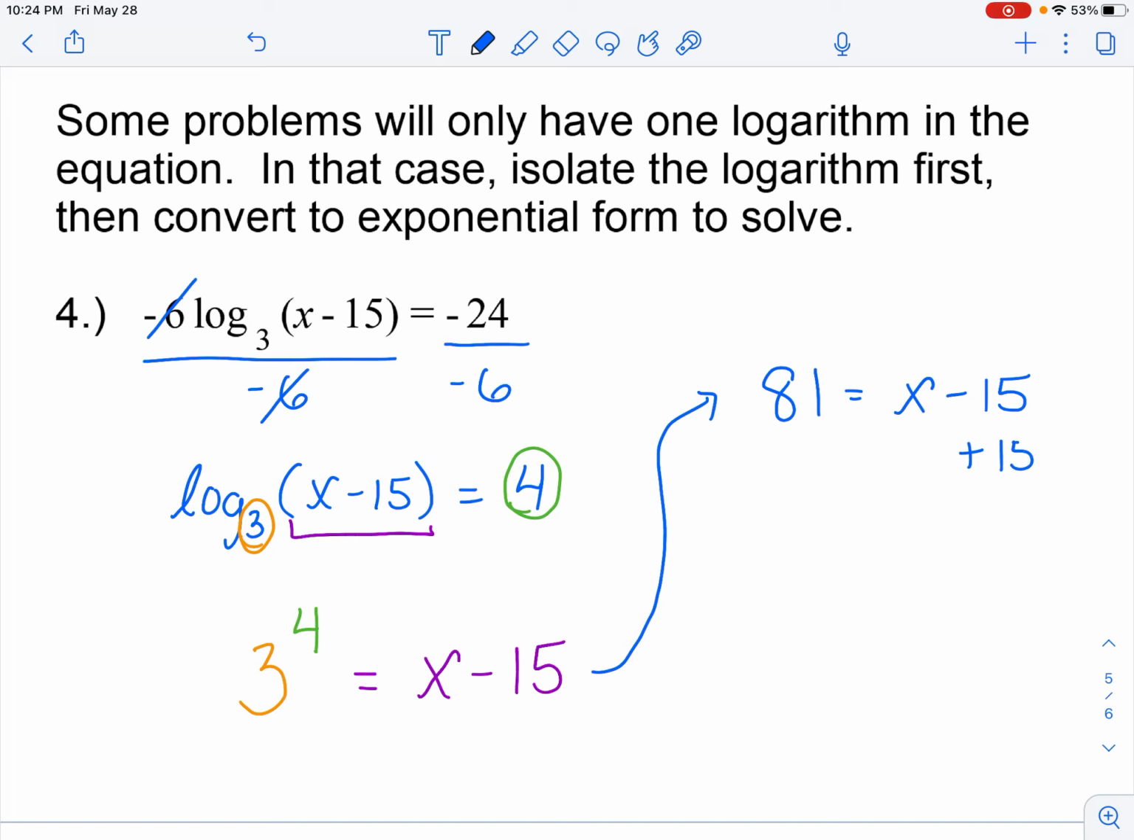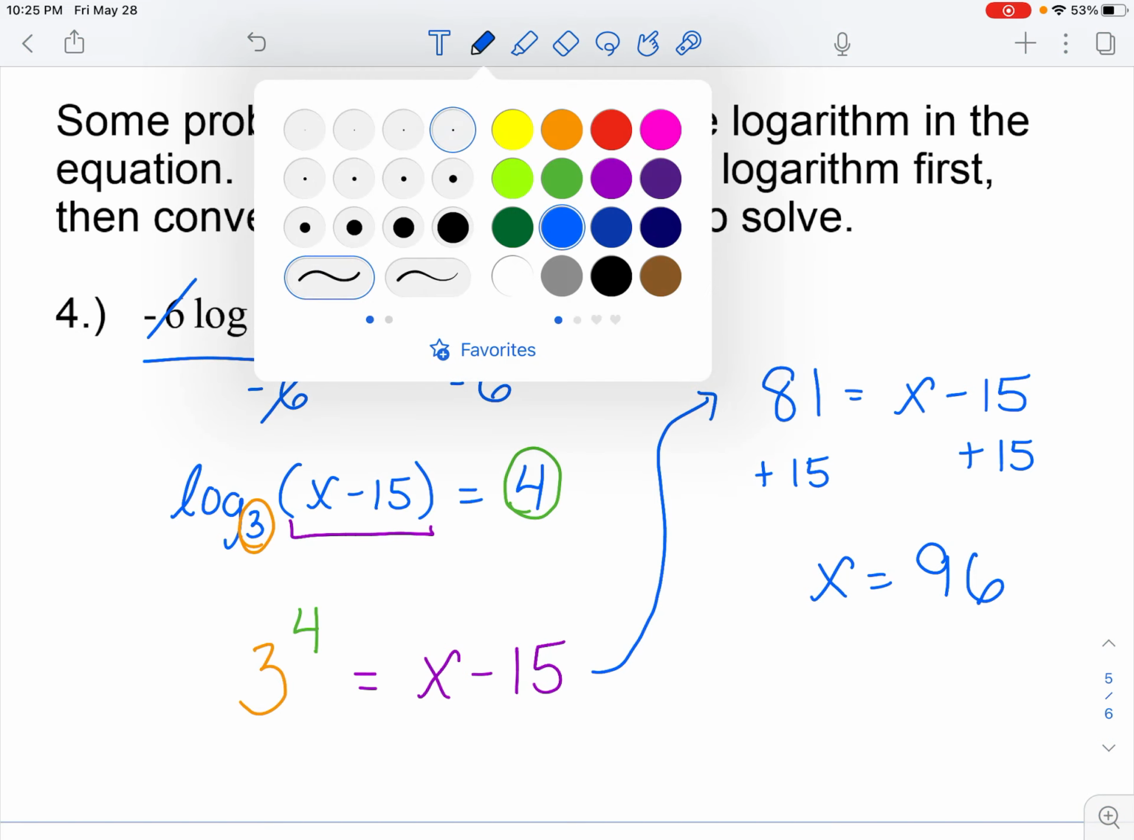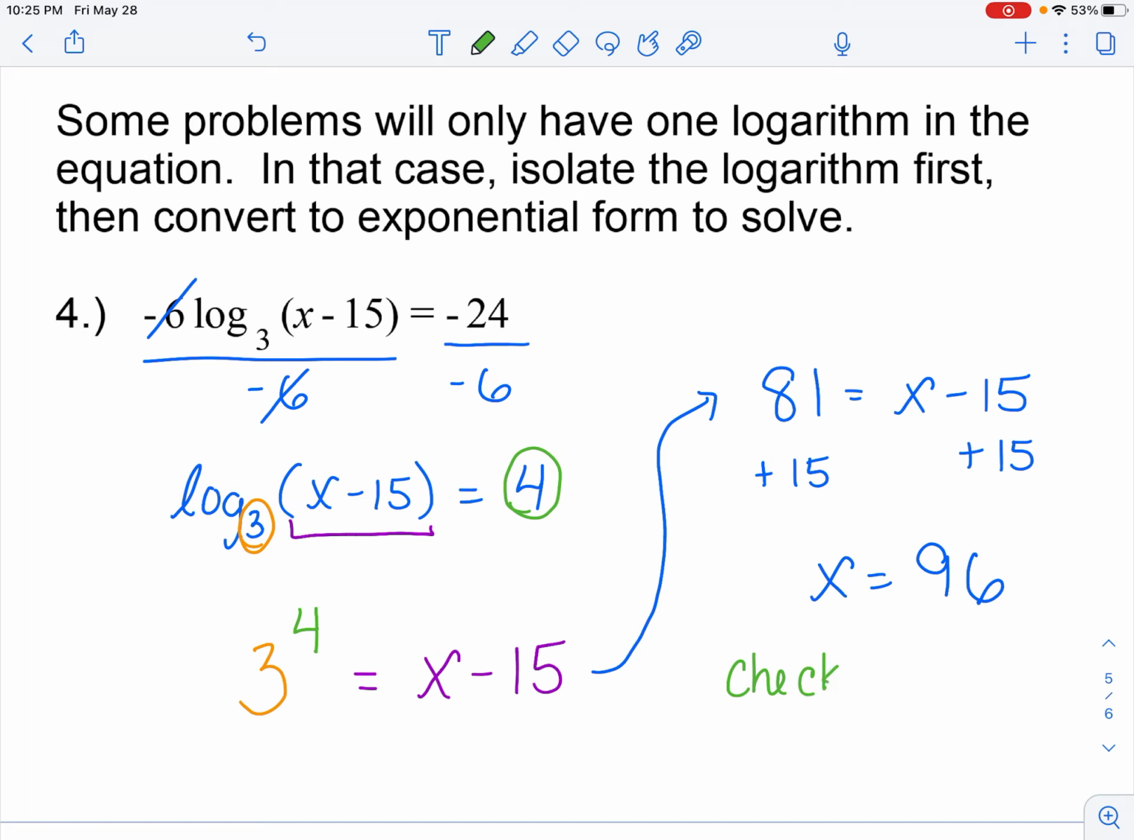I'm going to add over the 15, and I'll have my value of x. So I'm going to end up with x equals, let's see, that is 96. Okay, I still need to check for extraneous solutions because this number is getting plugged into a logarithm. But when I go ahead and check here, when I plug in x equals 96, inside I get 96 minus 15. I'm plugging that in right here, by the way. That's where that's coming from. All right, I get a positive, which is what I'm looking for. So this is in fact my solution. It is not an extraneous solution. Okay, so that's number 4.